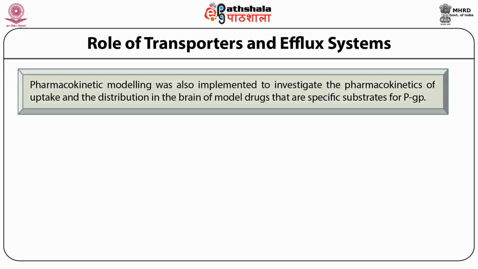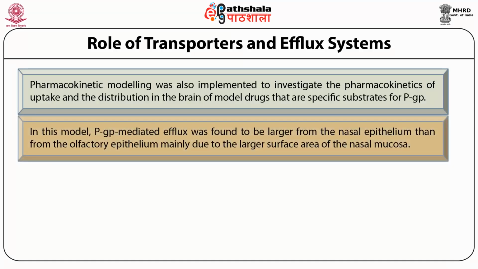Pharmacokinetic modeling was also implemented to investigate the pharmacokinetics of uptake and distribution in the brain of model drugs that are specific substrates for PGP. In this model, PGP-mediated efflux was found to be larger from the nasal epithelium than from the olfactory epithelium, mainly due to the larger surface area of the nasal mucosa.